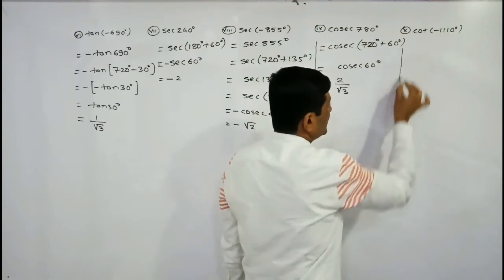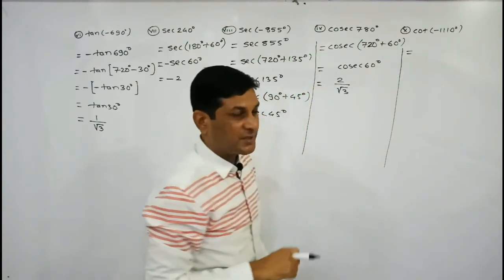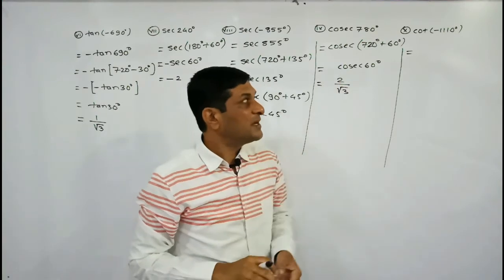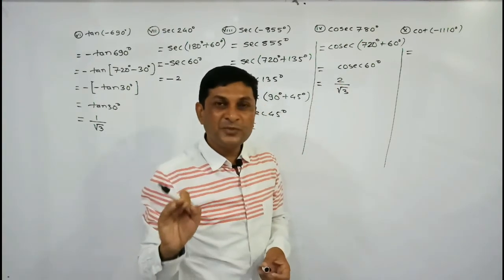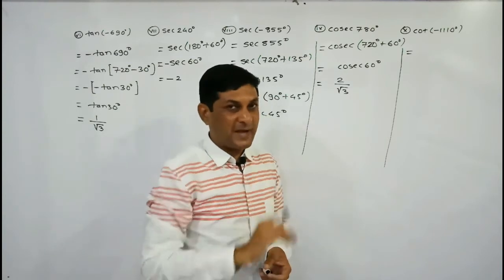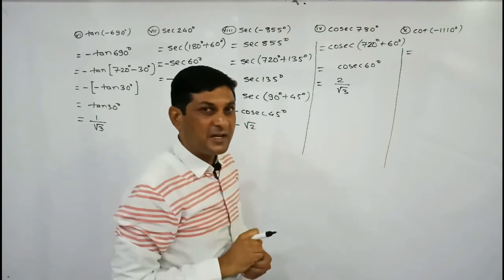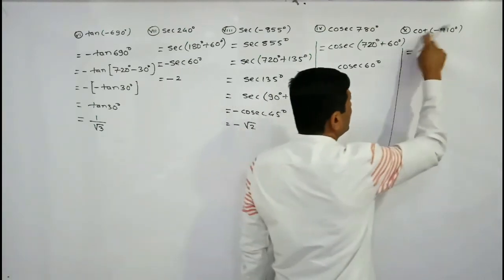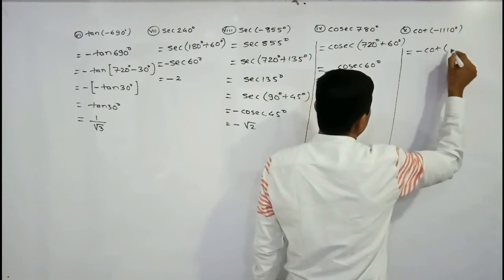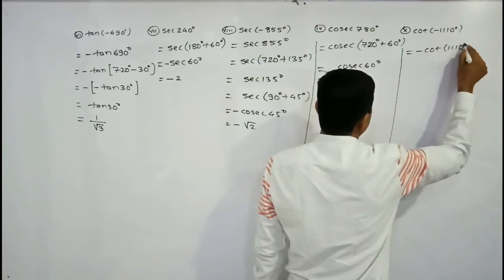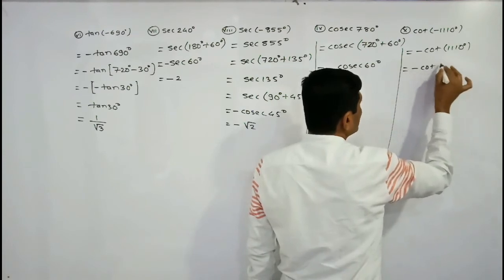Last example from this exercise is cot from this question, it's cot minus 1110. So here we can observe that the angle is negative angle. So first simplify it, applying trigonometric function of negative angle, and we know that cot minus theta will be equals to minus cot theta. Theta is what here? 1110 means 1110. So minus, keep it as it is, cot also as it is.